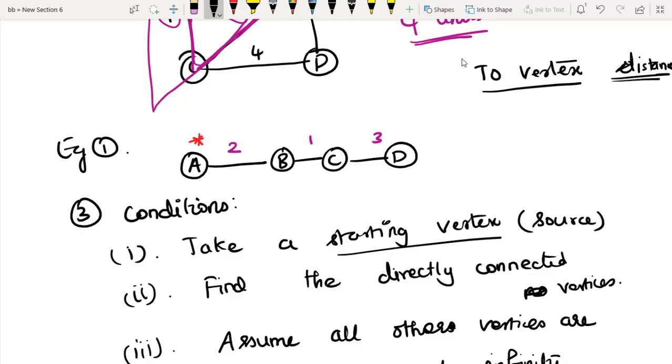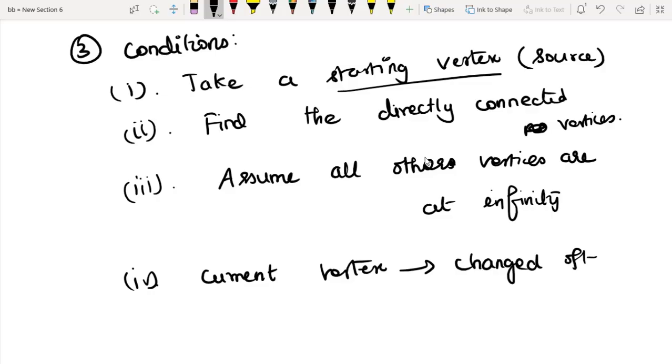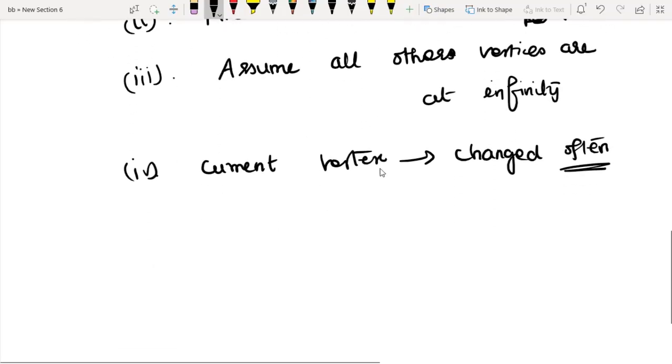All right, so I am currently in A, so my starting vertex is A. This starting vertex is not going to change, but there is one more term called the current vertex, and that will be changed often. Let me tell you how that will be changed often. Current vertex is different from the starting vertex.